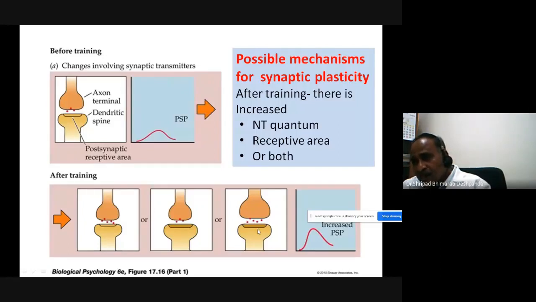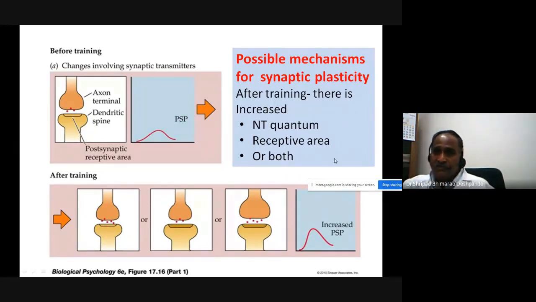And the third possibility is that it is both. There is an increased quantum of neurotransmitter release, and an increased area of receptors at the postsynaptic site. So in the end you get an increased postsynaptic potential and increased long-term potentiation. This is what happens in long-term potentiation.